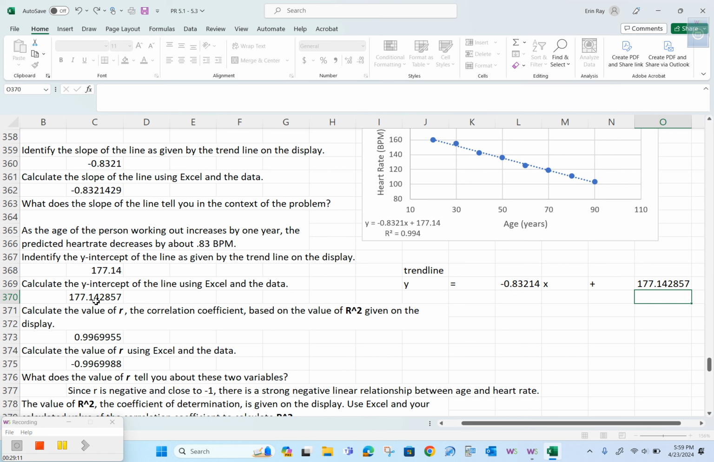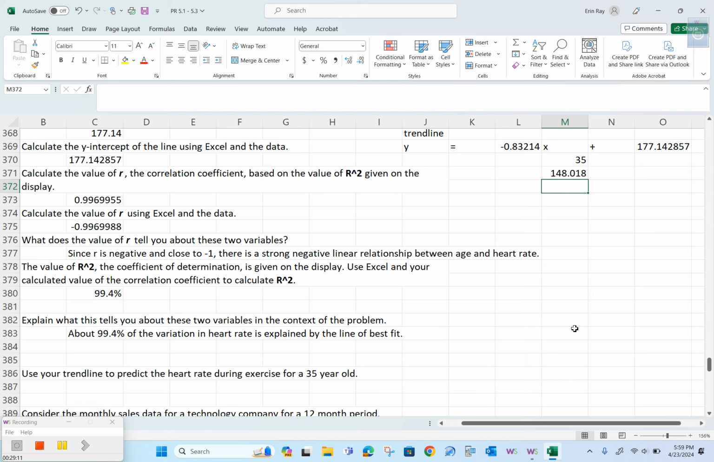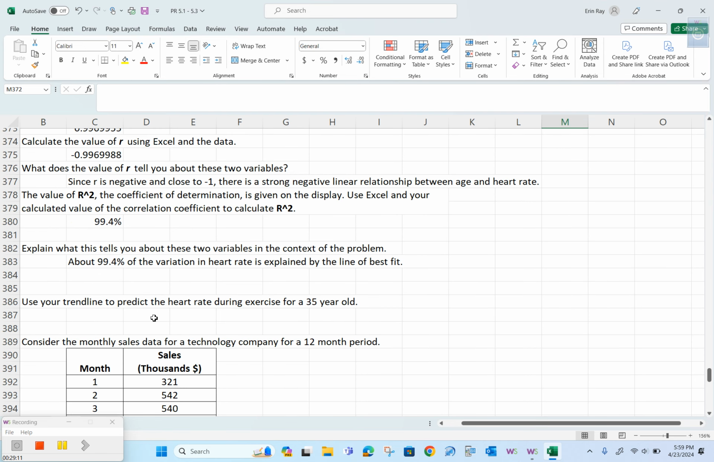So we want a 35-year-old. A 35-year-old is X right here. Just plugging it in. So equals that times 35 plus our y-intercept. So it looks like a heart rate about 148 beats per minute.